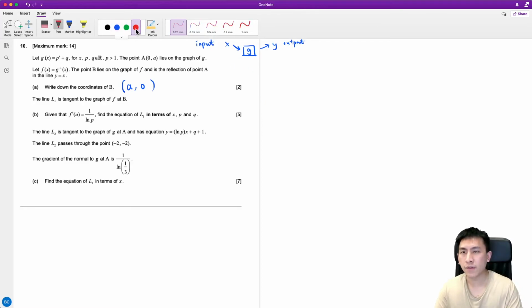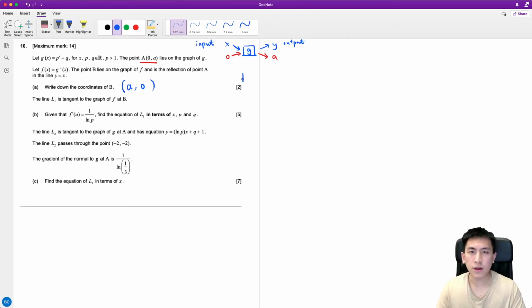In that case, the fact that the point (0, a) lies on the graph of g means you put in 0, it gives you a, right? That's what it means. You put in 0, it gives you a. That's why it lies on g, right?